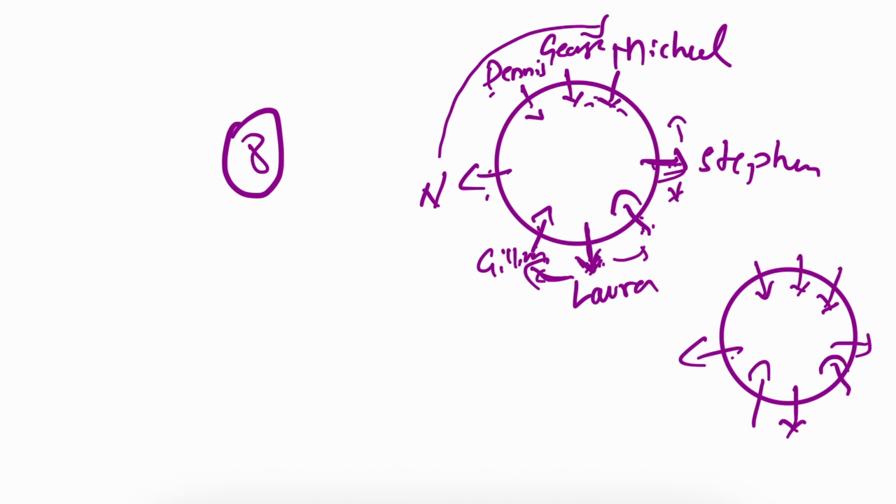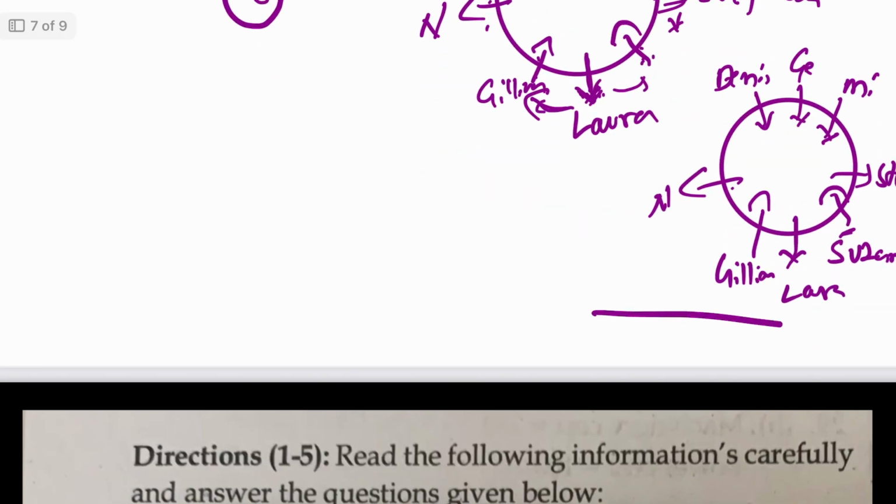inside. Now we'll give the naming: George, Michael, Dennis, Nicholas, Stephen, Laura, Gillian. So there is one more remaining here, but they have not mentioned anything about that. So we'll assume we have only one remaining, that is Susanne. Okay, this is the figure we got.